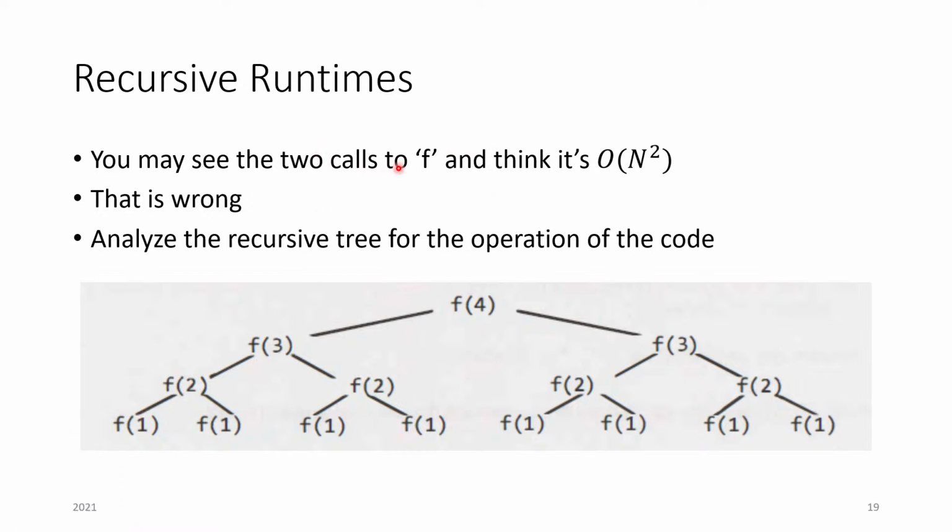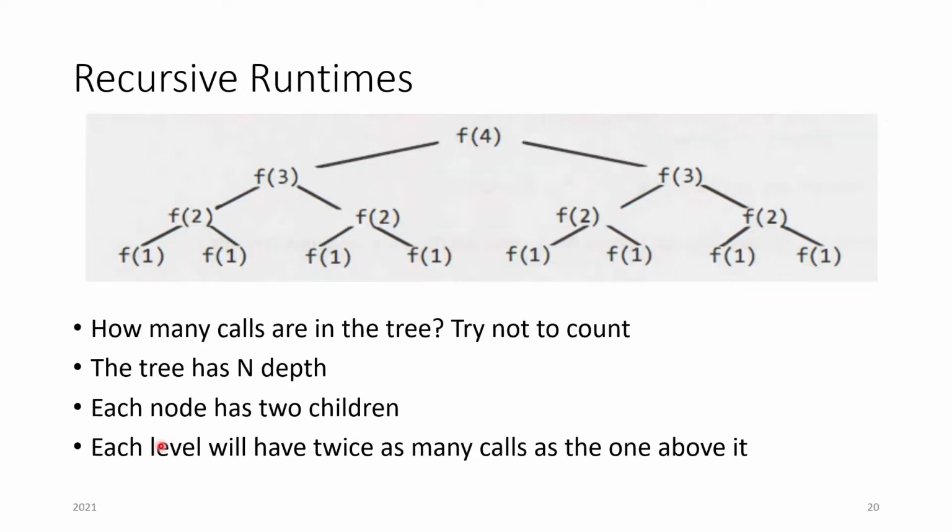So you may see those two function calls there, and you think, okay, it's going to be O of n squared. And no, that's wrong. We're actually going to have to analyze the recursive tree, as we saw in our previous lectures, to figure out the runtime of the code. So how many calls are there in the tree? And we don't actually need to count to figure out how many calls there are.